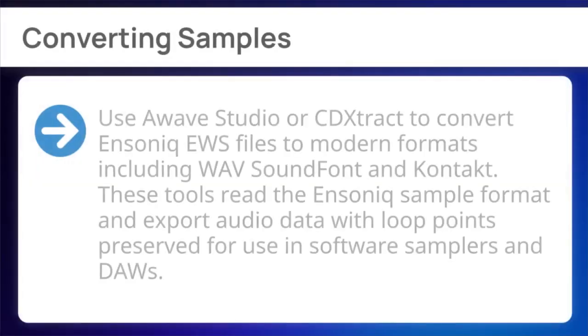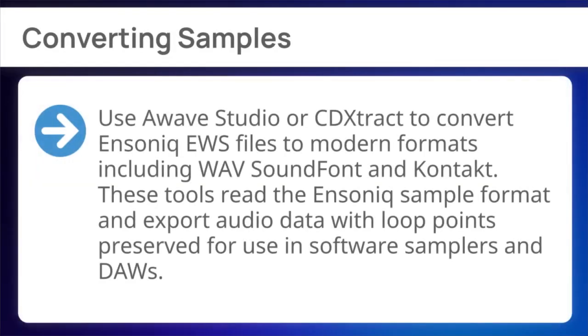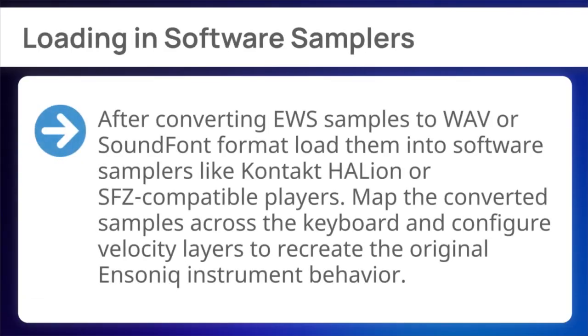First, converting samples. Use Awave Studio or CDXtract to convert Ensoniq EWS files to modern formats, including WAV, SoundFont, and Kontakt. These tools read the Ensoniq sample format and export audio data with loop points preserved for use in software samplers and DAWs.